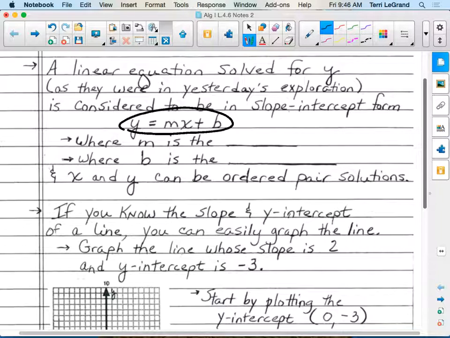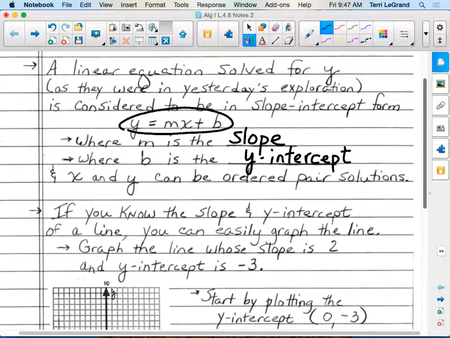What's our m representing again? Slope. So whatever x is being multiplied by, what you do to x to help you get y, is considered to be the slope, and the b is the what? The y-intercept. And the y-intercept means what again? Just a simple explanation. What does y-intercept mean? Where it crosses the y-axis. Where is this line going to cross the y-axis? And x and y can be ordered pair solutions.